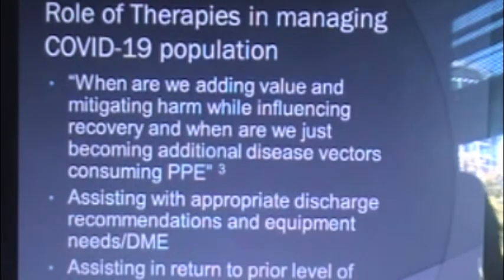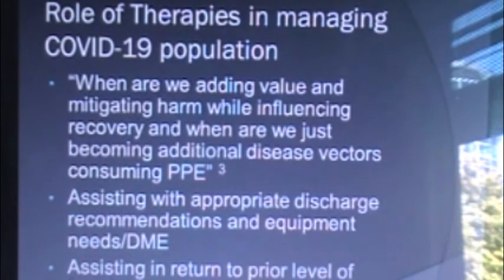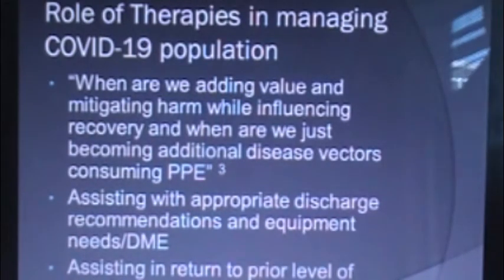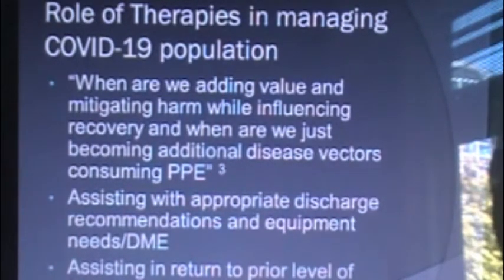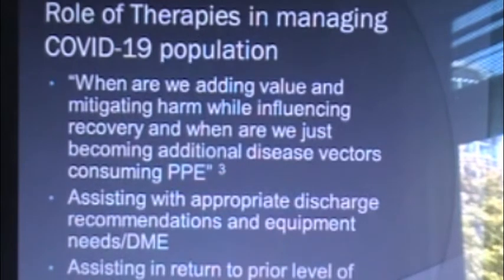The last thing we really wanted to touch on is overcoming bias in this population. We know based on previous research that patients on isolation precautions get less time with providers and less quality of care. And so we need to be careful of this bias and recognize that we really do have a role in this population in helping them return to their prior level of function.